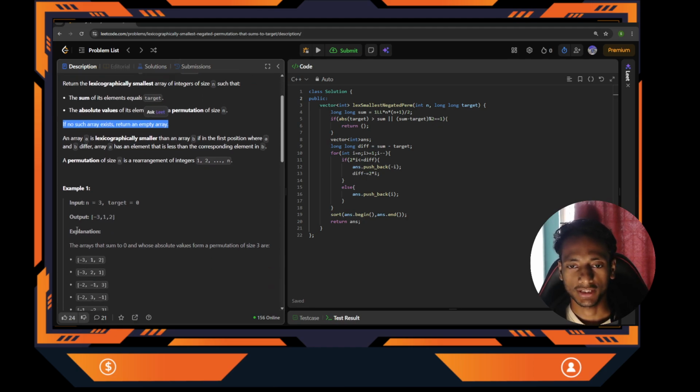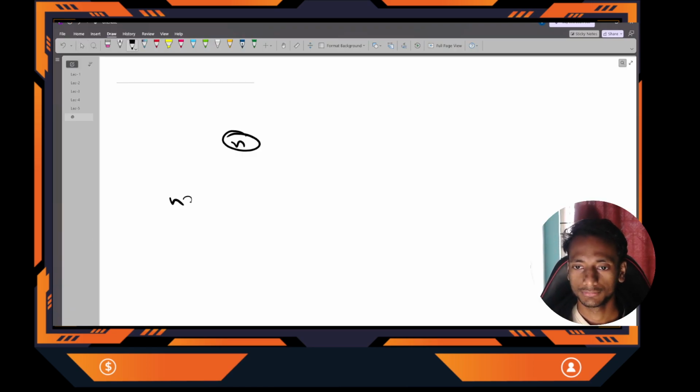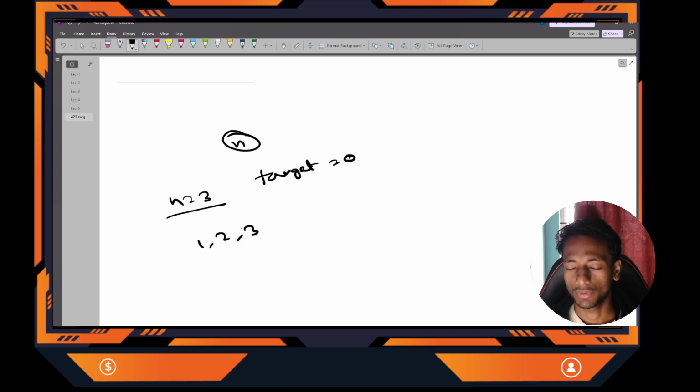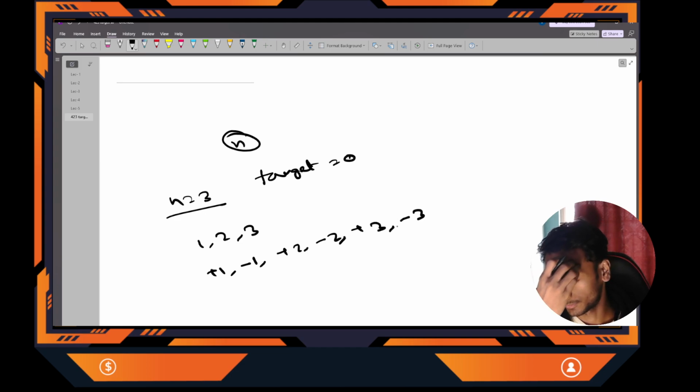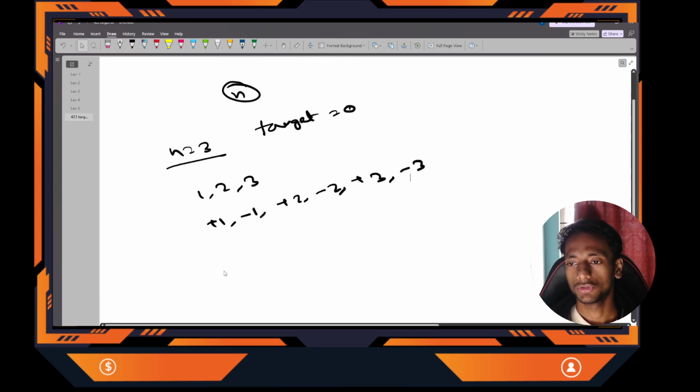Let's see the first example. N is equal to 3 and target is 0. They mention that our array can choose numbers between 1, 2 and 3. It can be plus 1, minus 1, plus 2, minus 2, plus 3 or minus 3. But we can choose only absolute values 1, 2 and 3 in the result array. So we have to create such a permutation of the array where the sum of all the elements is equal to target.